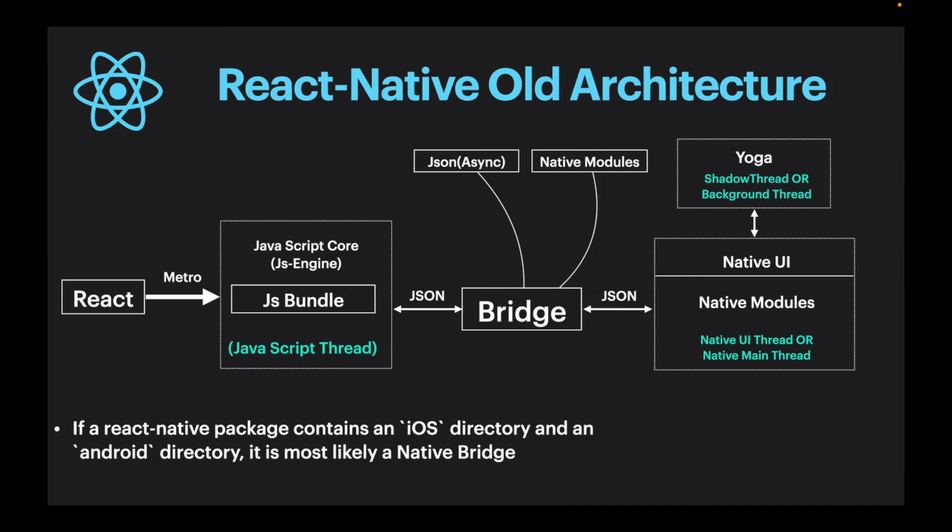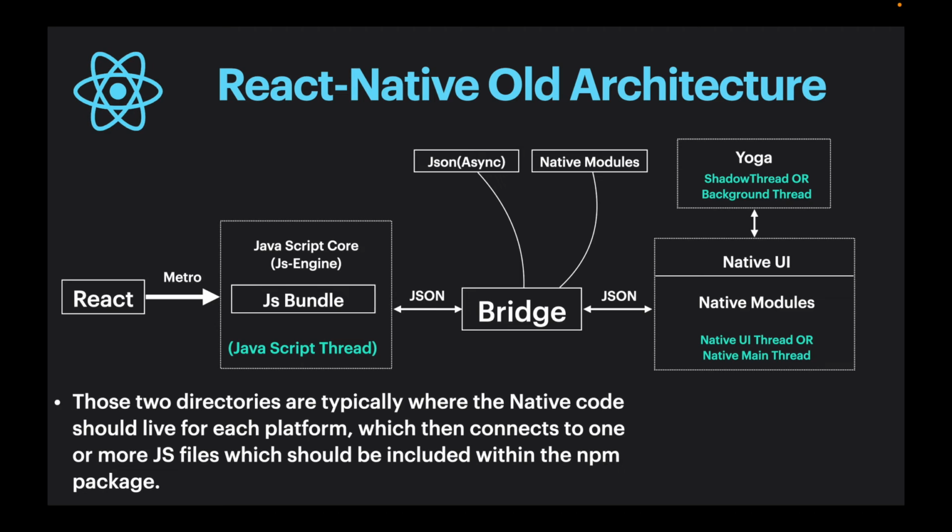So when we create a React Native project, two directories are automatically created: the iOS directory and the Android directory. So it is most likely a native bridge. You can call it a native bridge because with the help of these directories we can communicate with JS code.